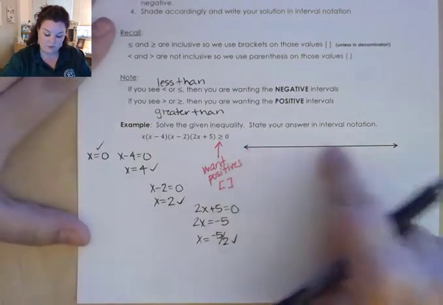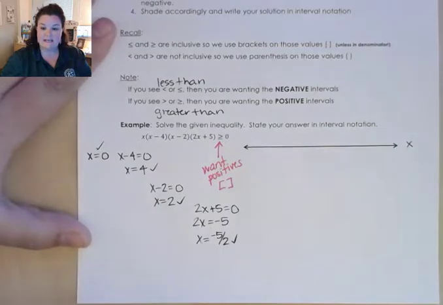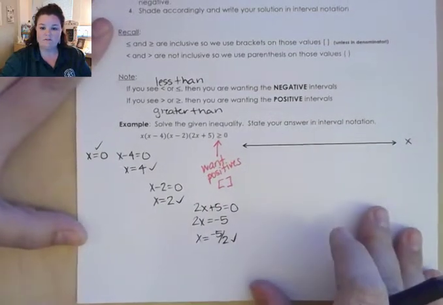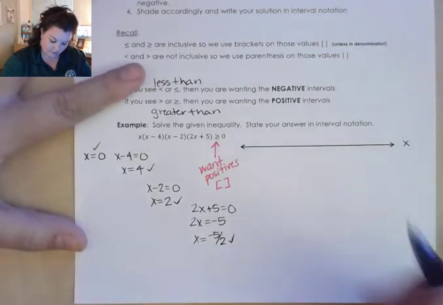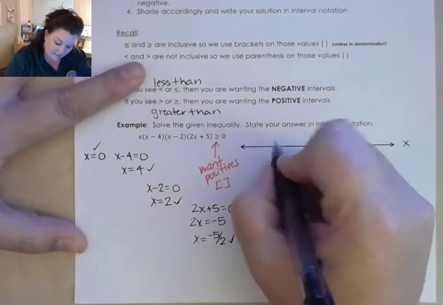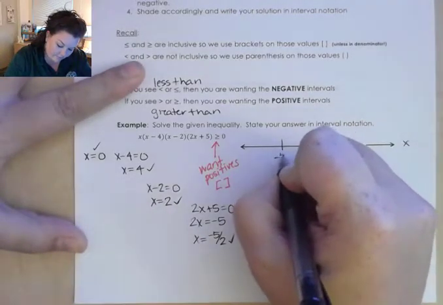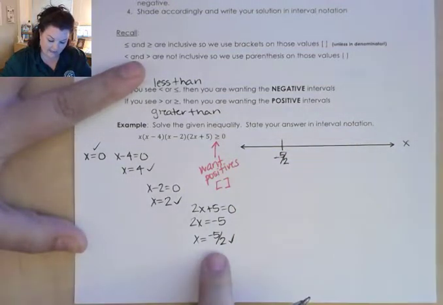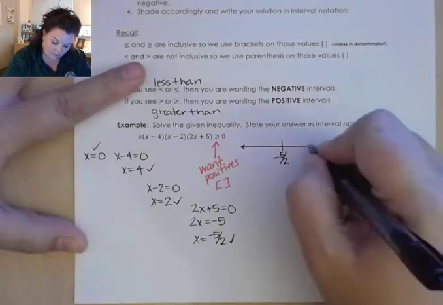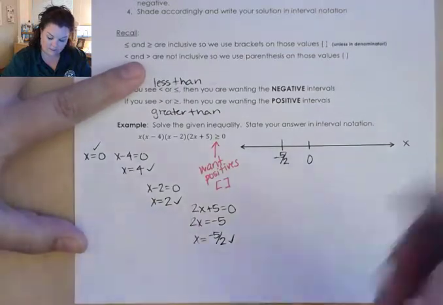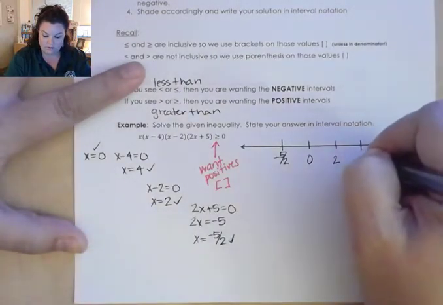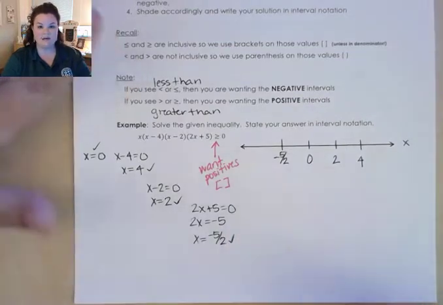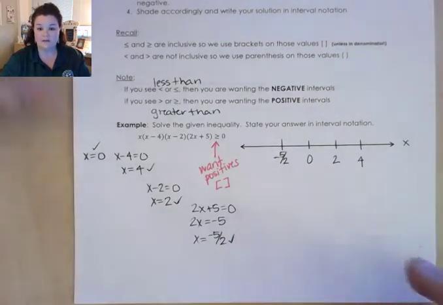So what I want to do is put them, I'm just going to pretend this is my x-axis, and I'm going to put all of those zeros on my axis here. So the first one, the smallest one, is -5/2, right? And then the next one is 0. And then the next one is 2. And then I have 4. Okay, and I don't care if they're equally spaced out or if you try to scale it, whatever. I just want to know that those numbers are on the number line.